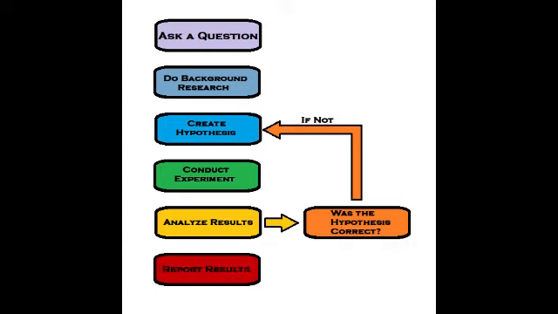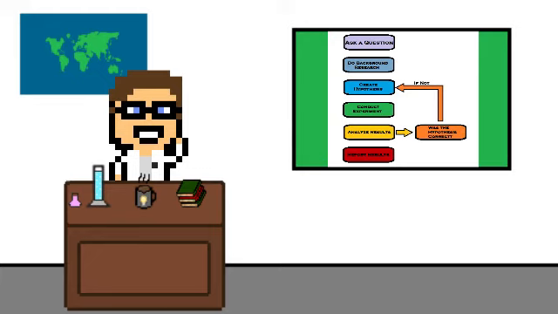Finally, a good scientist records and reports all their results, positive and negative. And that's the scientific method. So you see, scientific thinking isn't just something you use in your science class. It can be used in many parts of our lives to draw conclusions based on logic.